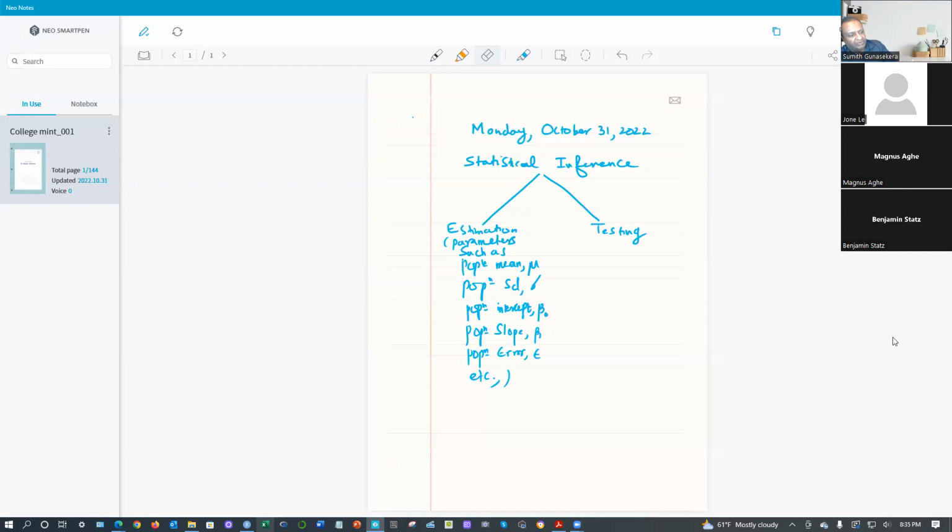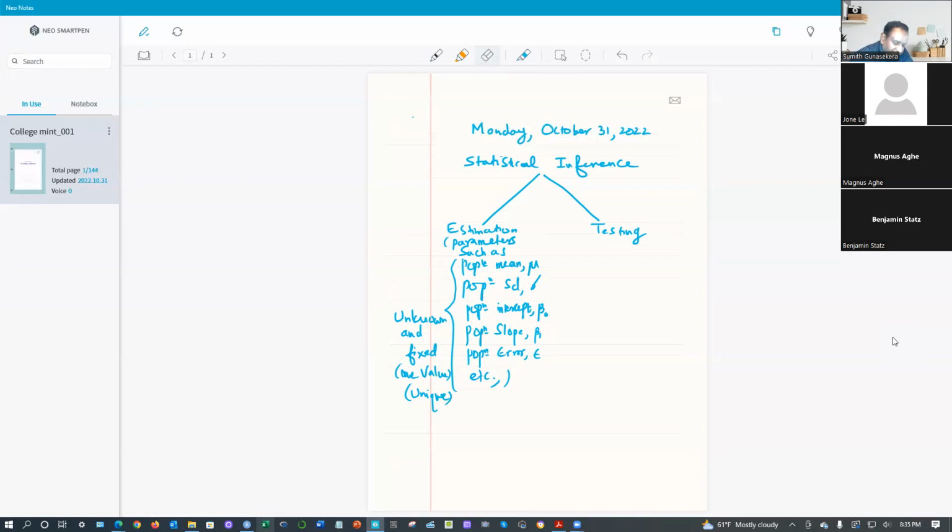These cannot be computed because they are unknown. These all are unknown. You don't know about them. Unknown and fixed. Fixed means you have only one value, or we can say unique.